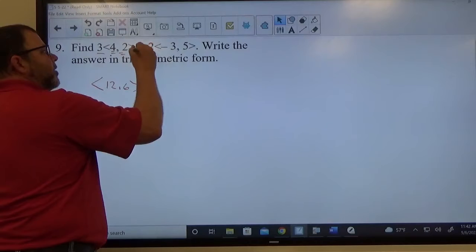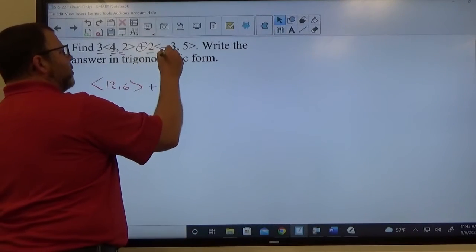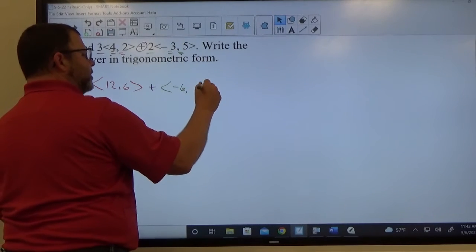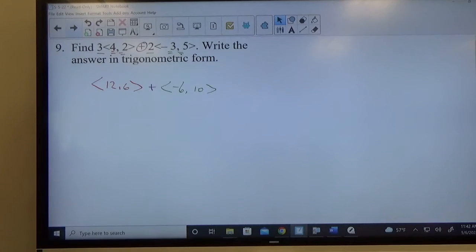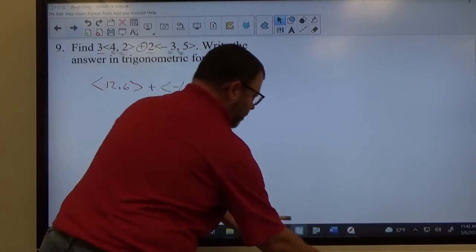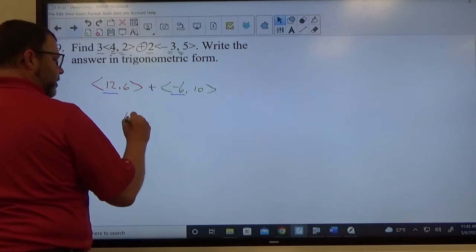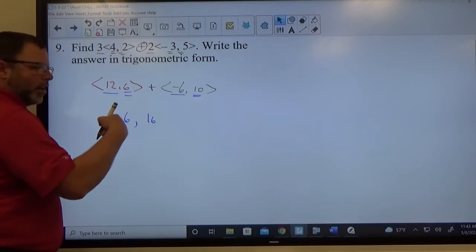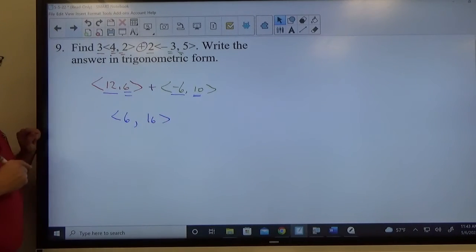Then there's a plus sign, so I'm going to write plus. And then I've got 2 times this, so it's going to be negative 6 comma 10. Now it's an addition of 2 vectors, so I'm just going to add the 2 vectors up. 12 minus 6 is 6. 6 plus 10 is 16. 12 plus negative 6, that's why I subtracted. 6 plus positive, that's why I added. That is the component form answer.